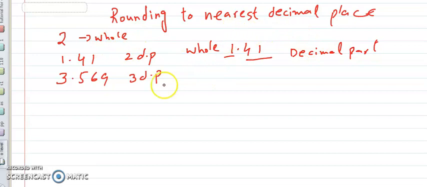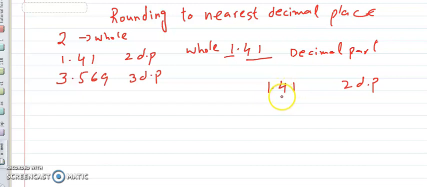So if we have a three decimal place number, we can round it to two decimal places or one decimal place or to a whole number. When we do rounding, it is actually an approximation. So let's learn how we will round to the nearest decimal place. Let's take this example, 1.41. Now it has two decimal places here. If we want to round this to one decimal place, it means after the decimal now we need only one place.